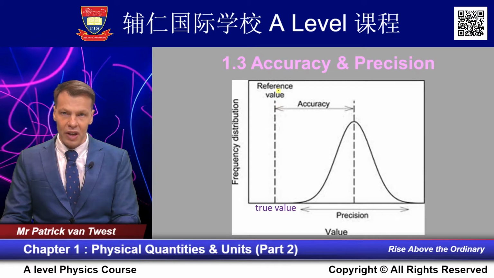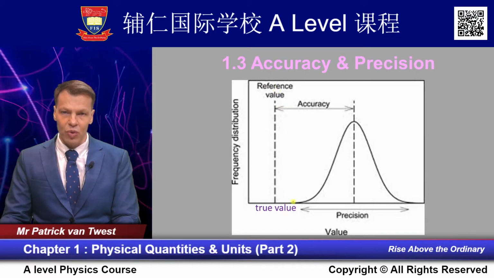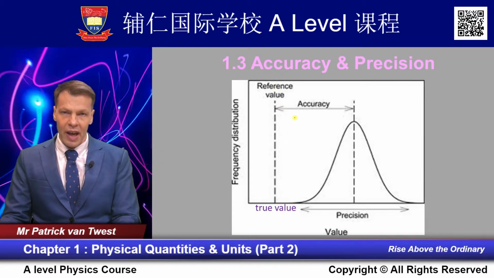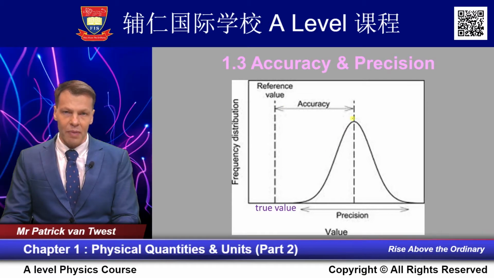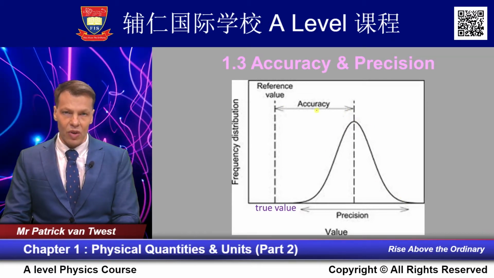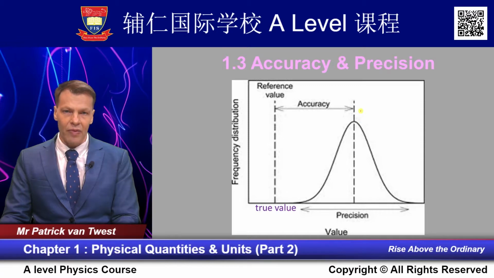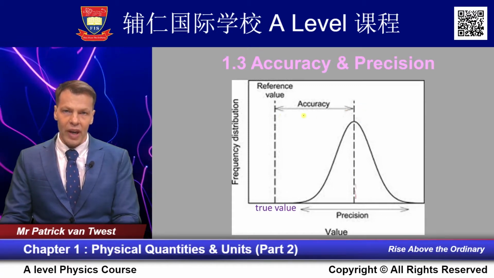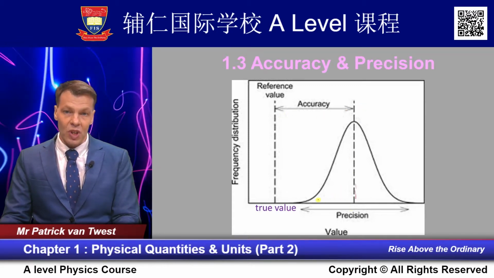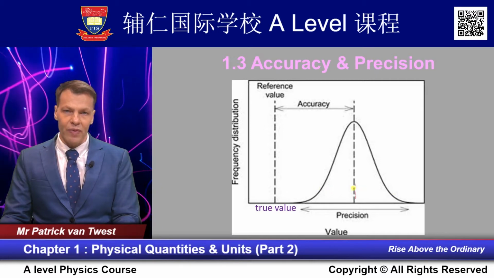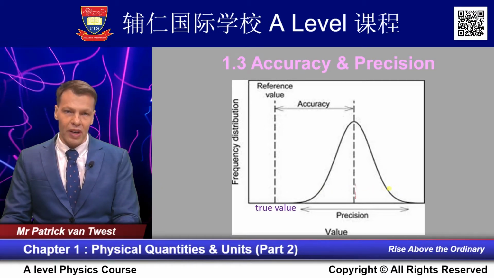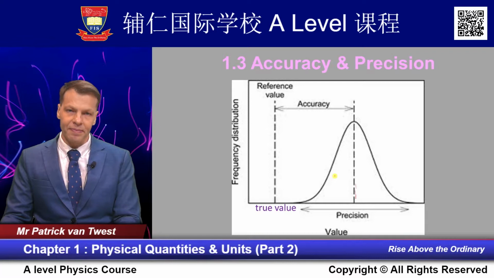Okay, so you'll see here, this reference value or the true value of a measurement might be here, and then our results might be spread out like this. So the accuracy would be how far our average is away from the true value, and our precision sort of measures the spread of those results. What's the range of our results that we took?